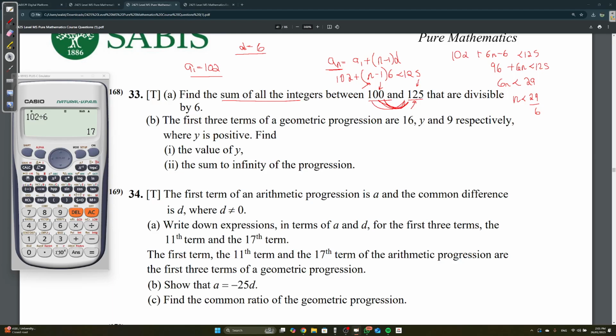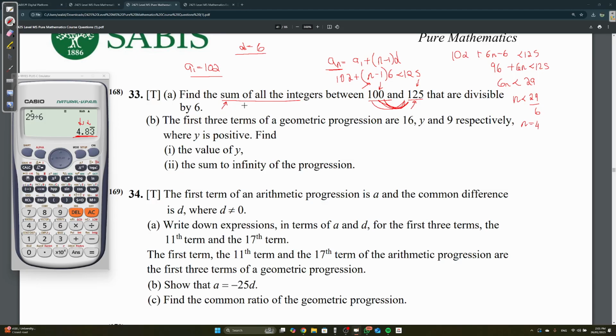As a decimal, 29 over 6 is 4.83. So can n be a decimal? Of course not. n is only positive integers: 1, 2, 3, 4, 5, 6. Since n has to be less than 4.83, what's the maximum n value? Obviously 4. So I'm going to have 4 terms in this arithmetic progression of numbers divisible by 6.